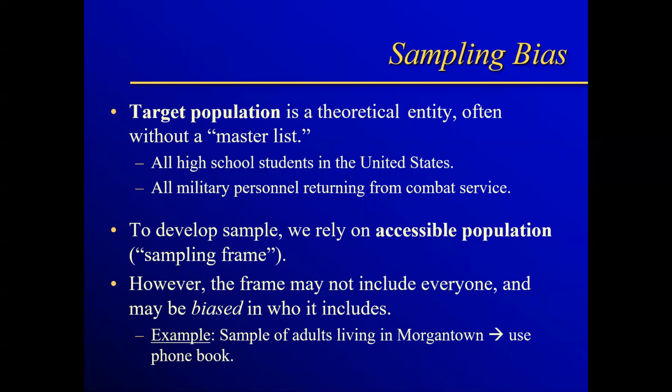So here's some more on sampling bias. The target population is often a theoretical entity, often without a master list. Think about my research, adolescents. I don't have a list of all adolescents.